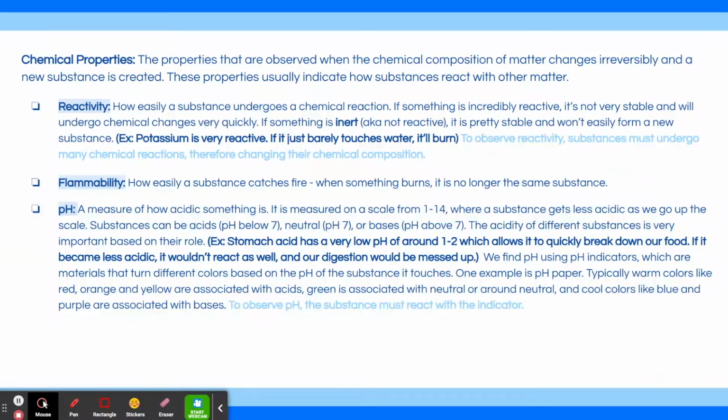The big thing for chemical properties is that you can't just observe them if you were handed a sample of the substance and nothing else. You need the substance to react with other substances to observe these properties. The substance needs its chemical composition to change, aka forming a new substance. Whereas with physical properties, they don't need to react with other substances. You can be handed a sample of just the substance, and you'll be able to figure out its physical properties.